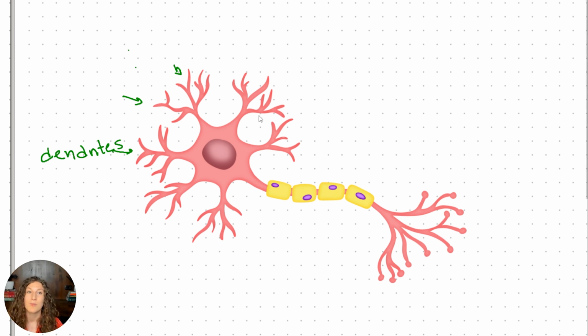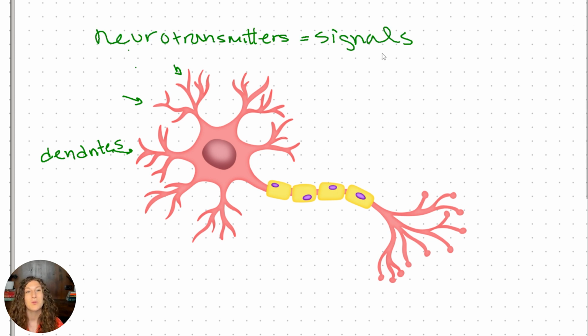These signals usually come in the form of neurotransmitters. Neurotransmitters are the signals that we use between neurons or between neurons and other cells. So we'll use them right now as a general term, neurotransmitters. In another video, where we're going to talk about the neuromuscular junction, we're going to get more into the different types of neurotransmitters. So the dendrites, these little tree-like, branch-like projections, receive signals.